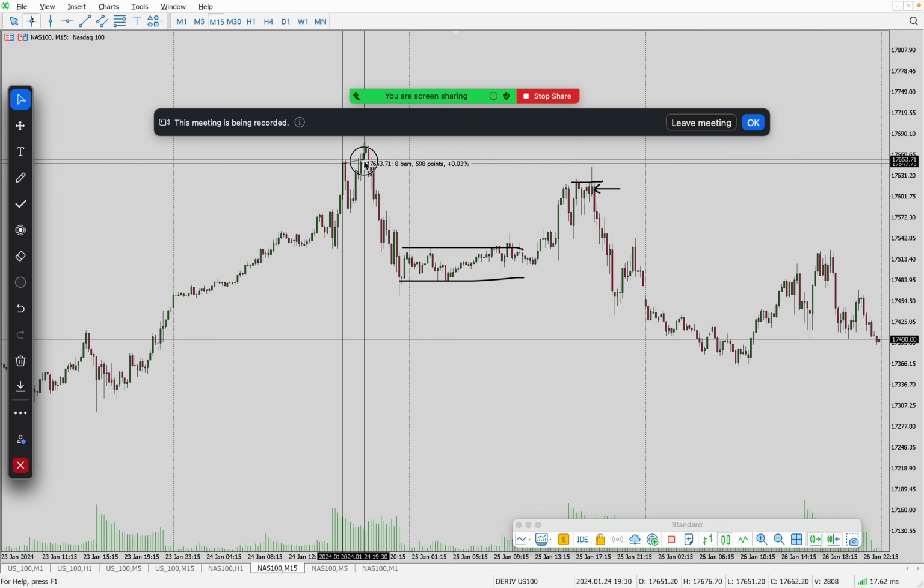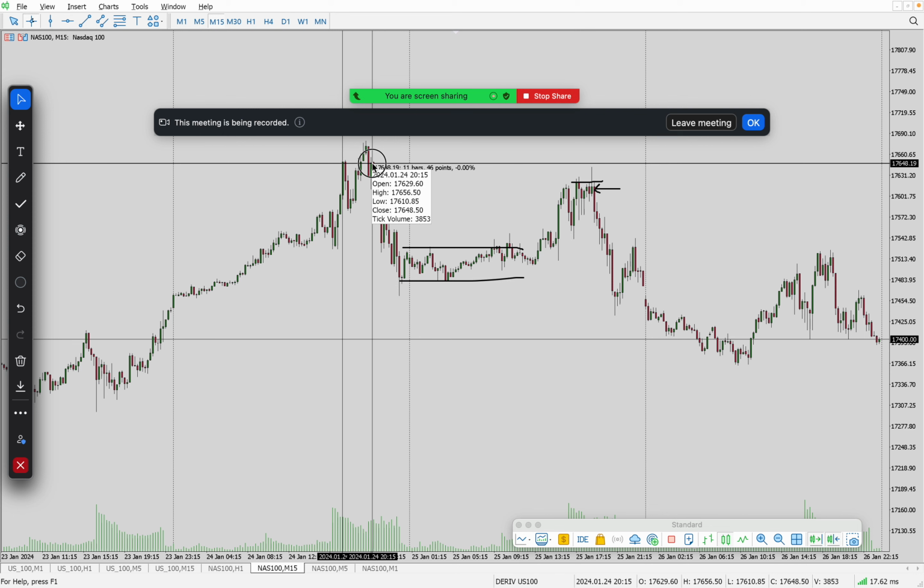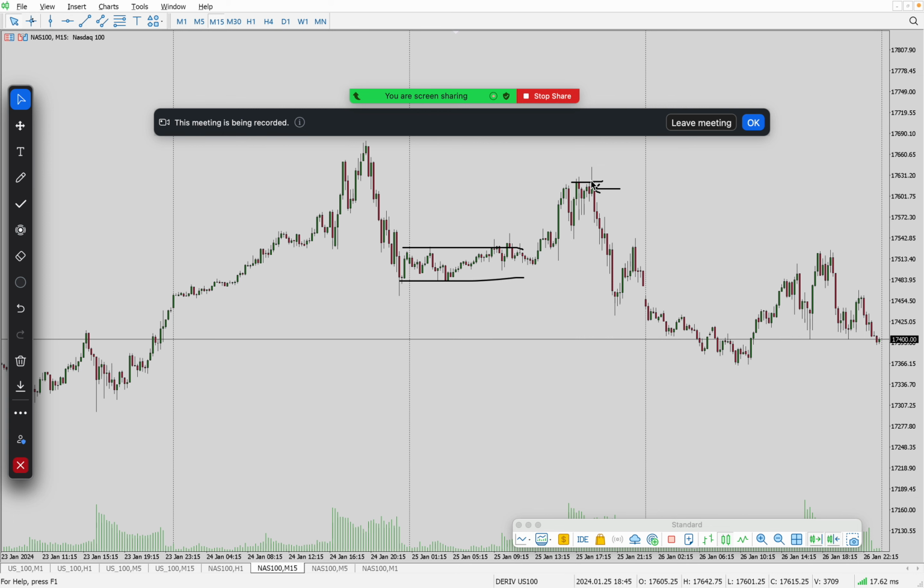And then 30 minutes later, this happens. This should be your reason to re-enter the market, when there is a bearish engulfing candle that brings price beneath this high over here. Same thing about this here.